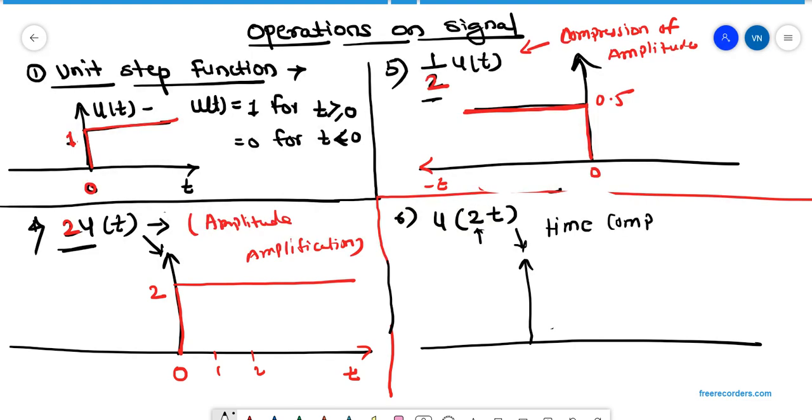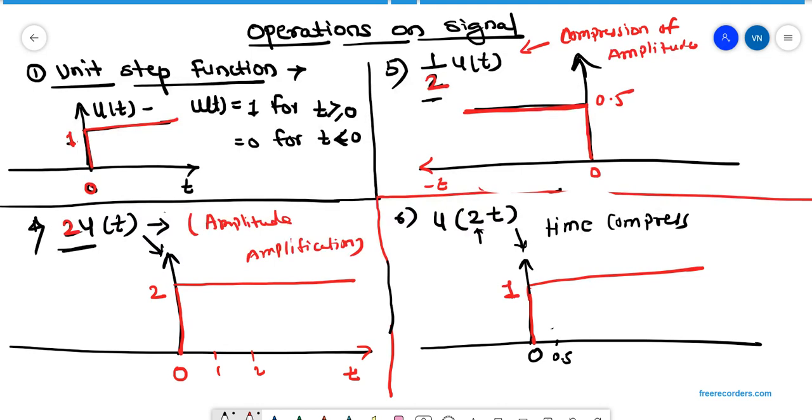Time compression means that for each and every time period, the time will be compressed by 2, so each time I have to divide by 2. So where the time is 1, I will get 0.5, and for that 0.5 I will get amplitude 1. The amplitude stays the same, only the time is compressed.